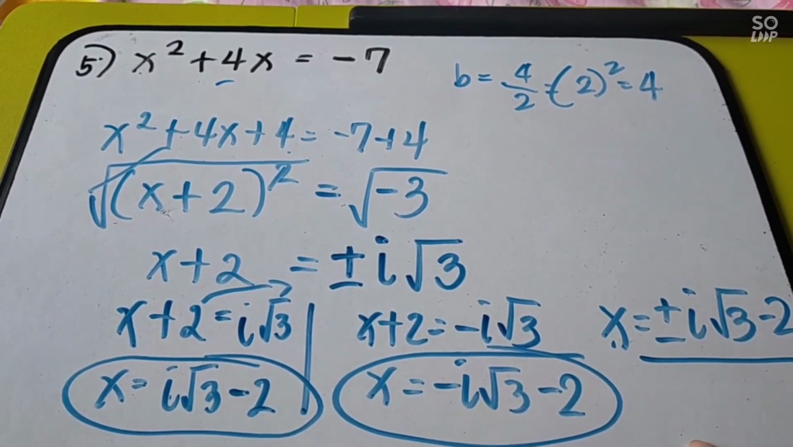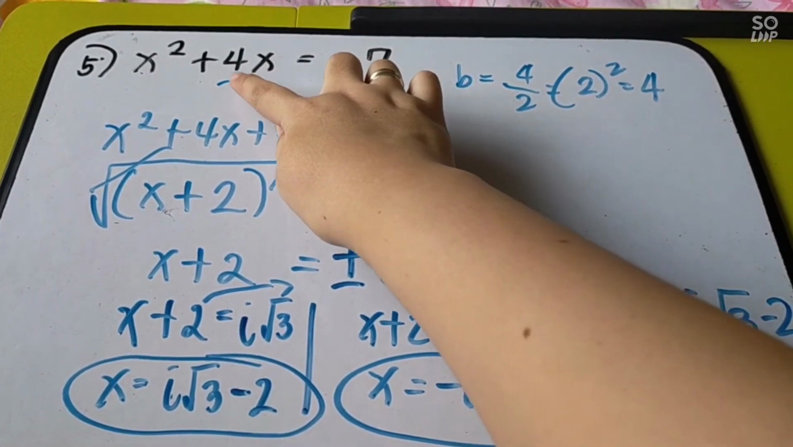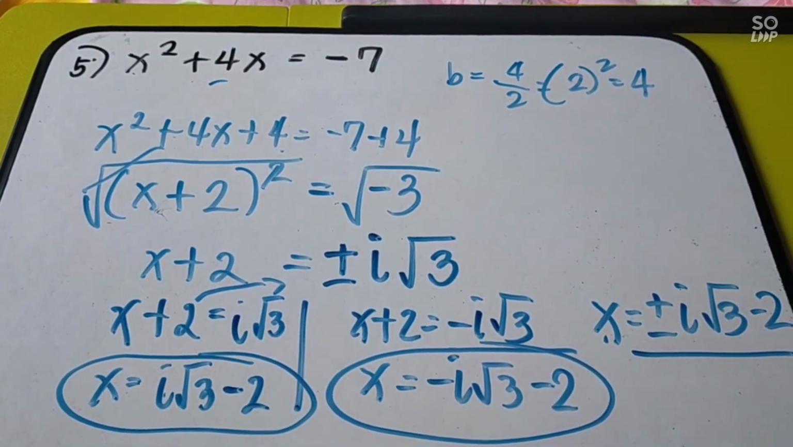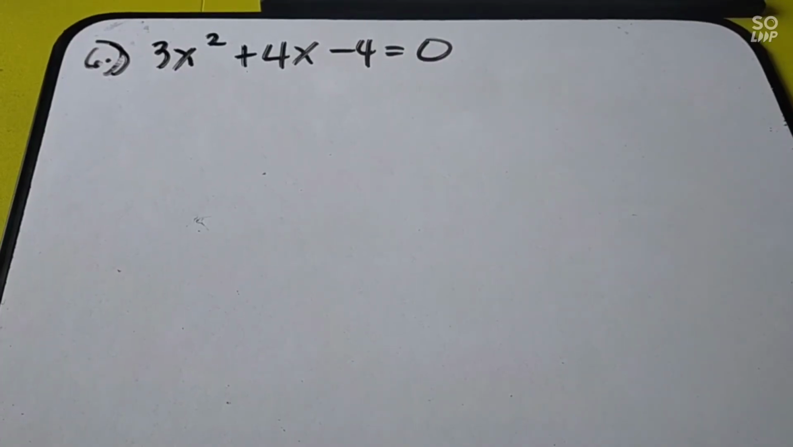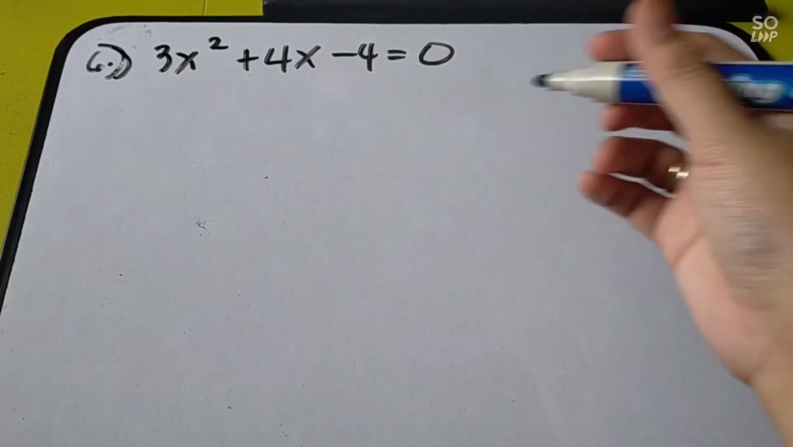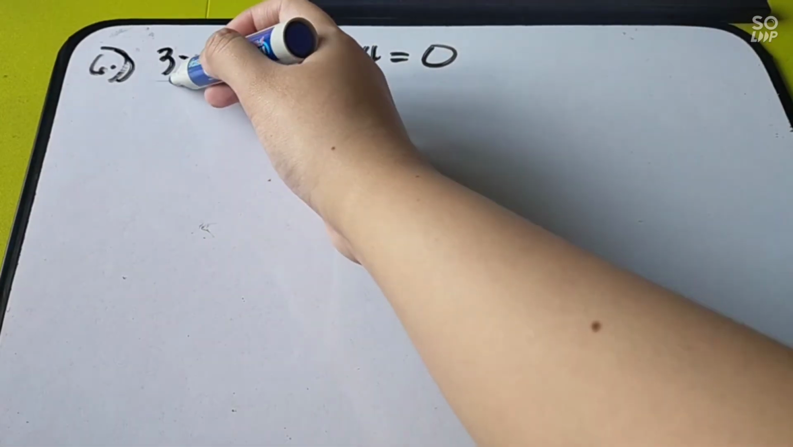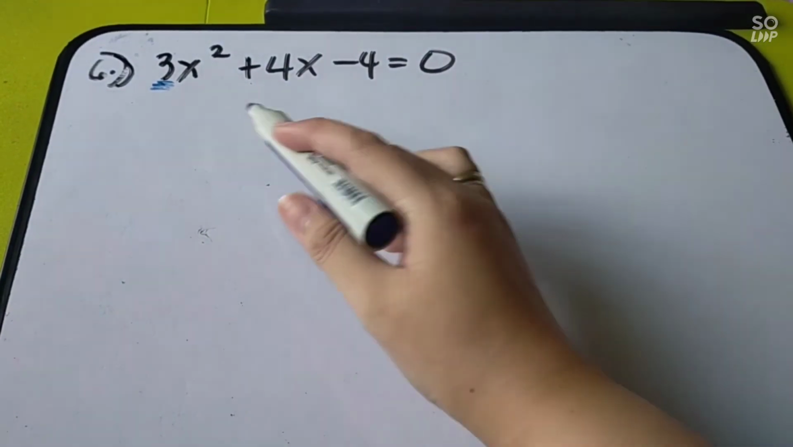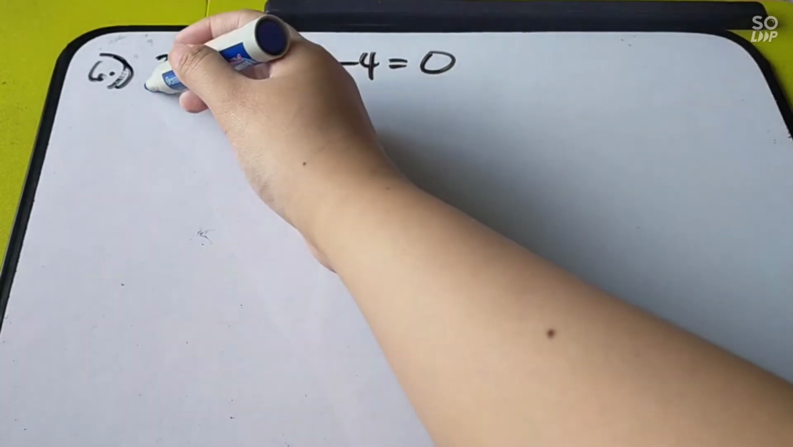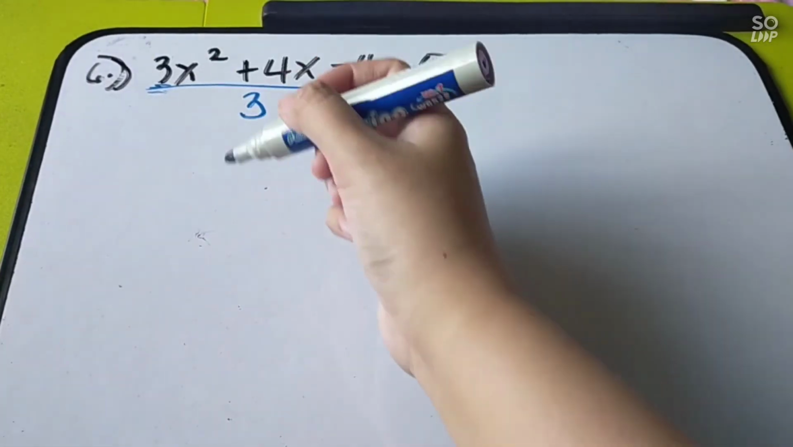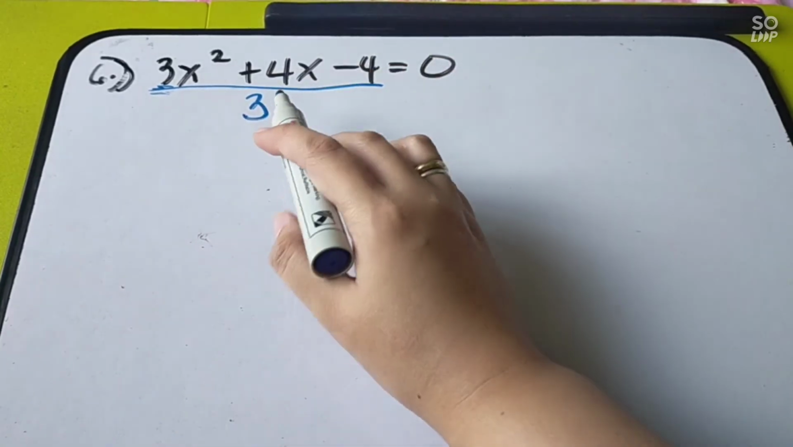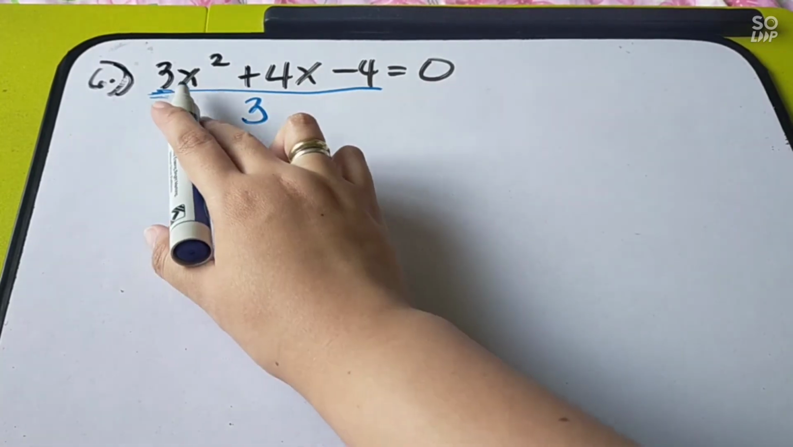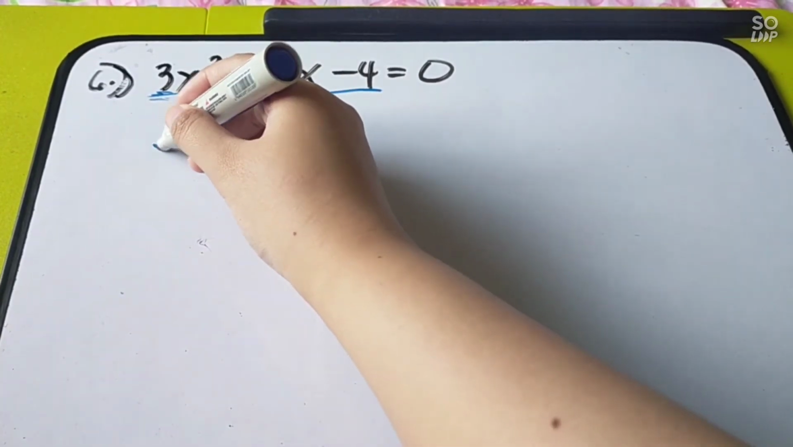Ma'am, paano po kung hindi sakto to? Hindi po sakto to. Let us have an example for that. Number 6. 3x squared plus 4x minus 4 equals to 0. So, in this case, meron kang number sa tabi ni quadratic term. Kapag may number ka sa tabi ni quadratic term, i-divide mo lang siya lahat by 3 para mawala yung numerical coefficient ni quadratic term. Kasi kailangan wala yan. Kailangan 1 lang yan kapag completing the square.